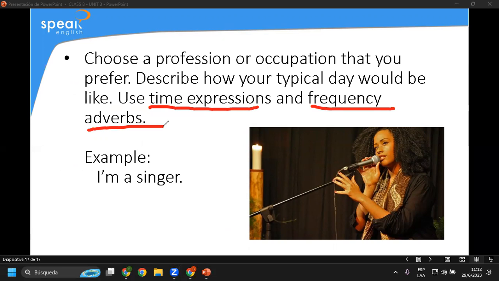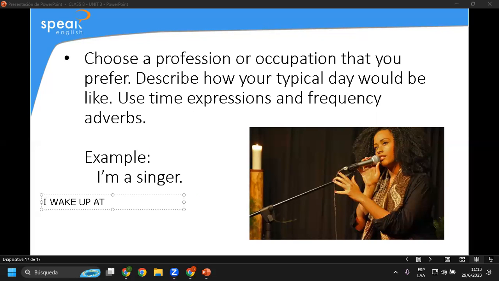For example, imagine that instead of being a teacher, I am a singer. What do you think, guys? What is a typical day of a singer? Let's start from the very beginning. What time do you think that a singer will wake up? Practice her songs. Okay, what time? The first thing, you can say, okay, guys, hello, my name is Clarissa. I'm a singer. I wake up at what time? What do you think? 7 a.m.